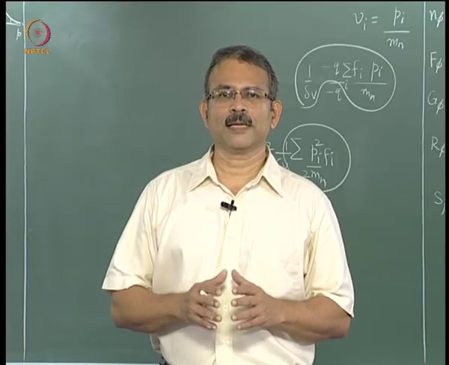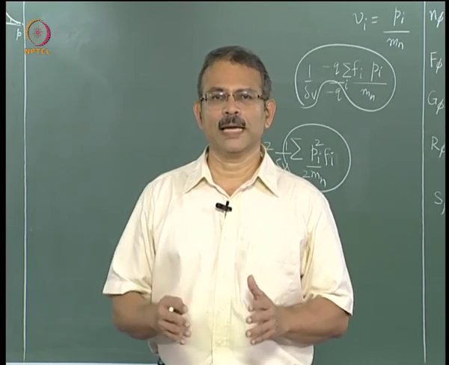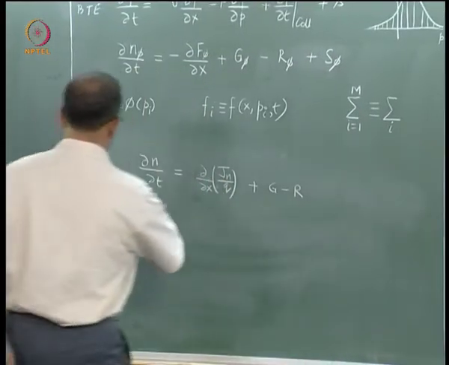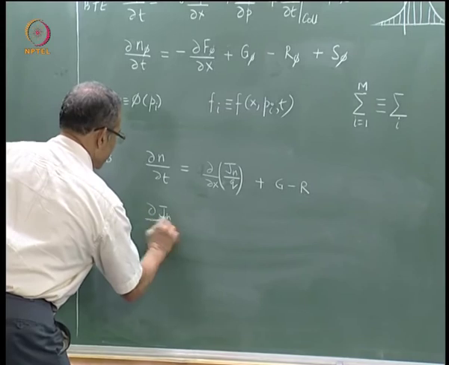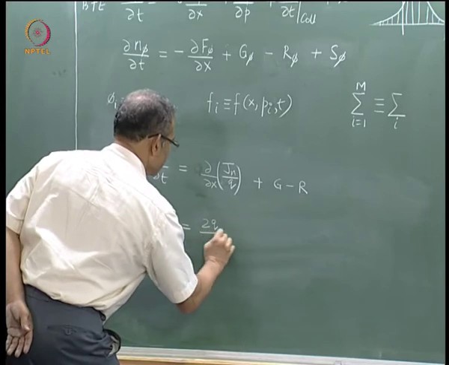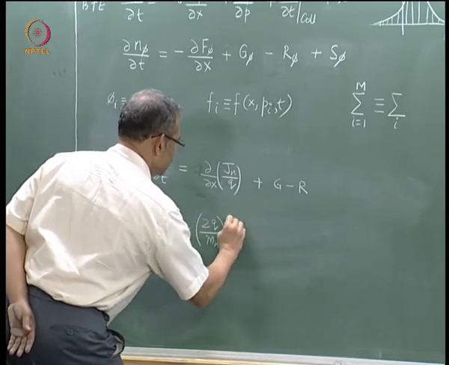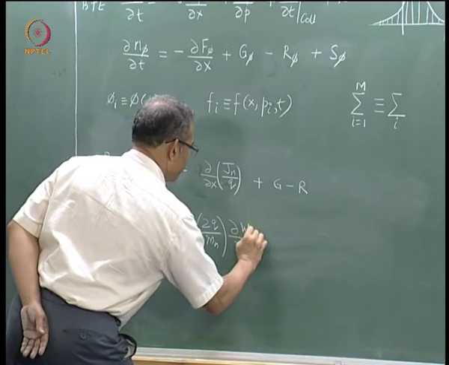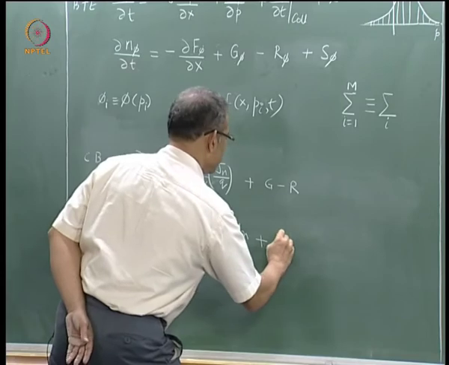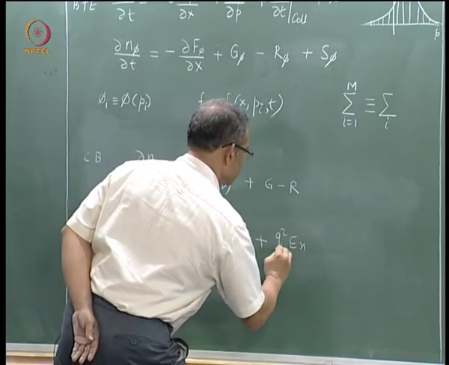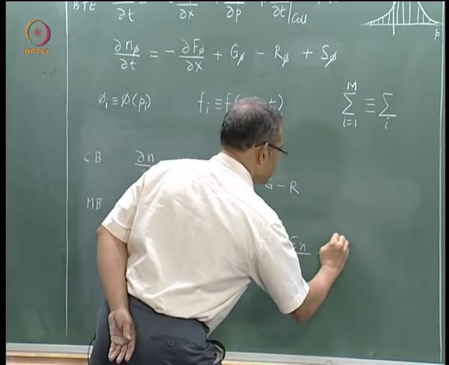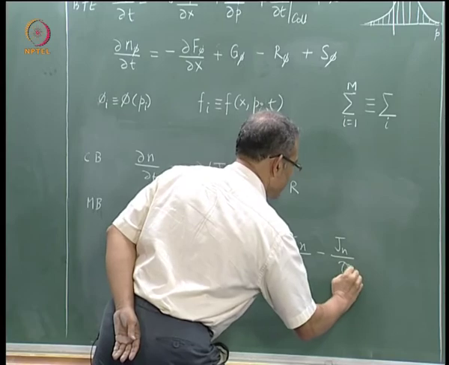Therefore the momentum balance equation, the equation for Jn, is often regarded as the momentum balance equation. We will write that down: dou Jn by dou t equal to 2q by mn into dou Wn by dou x, plus the generation term, that is q square E n divided by mn, the recombination term, minus Jn by tau m.